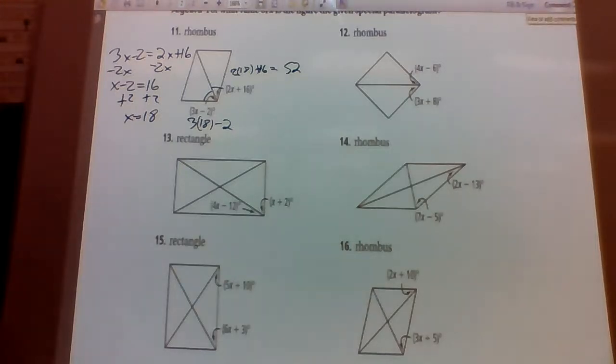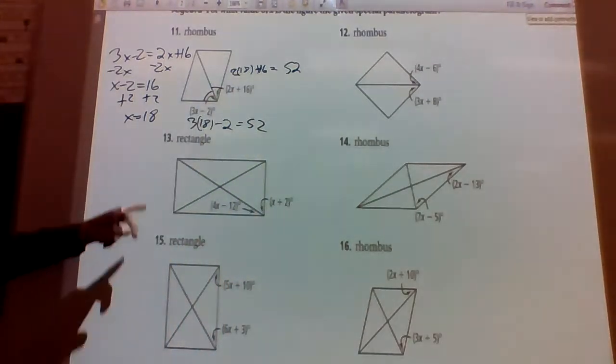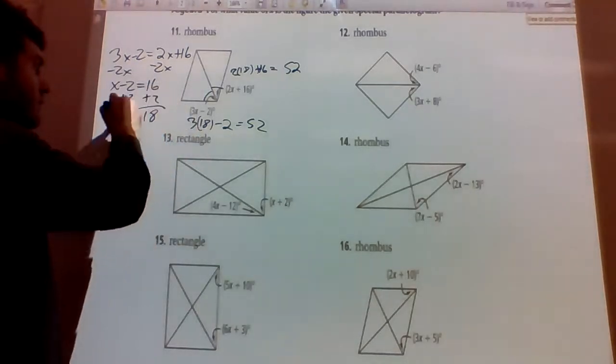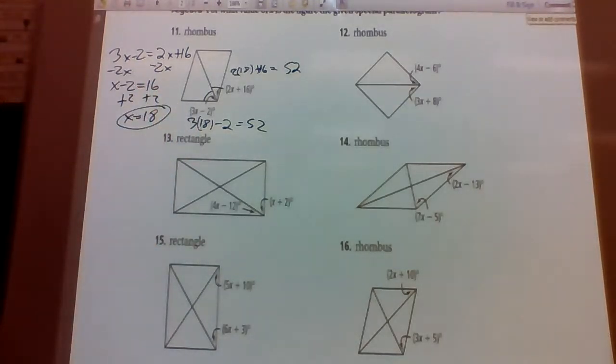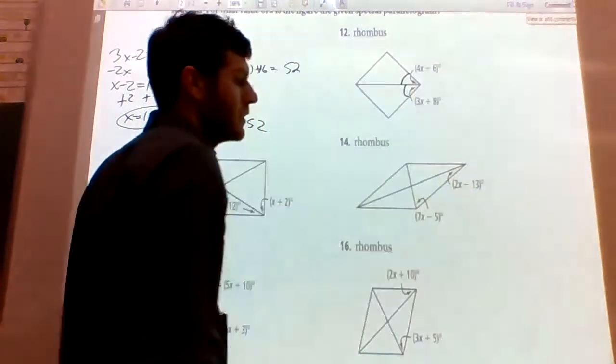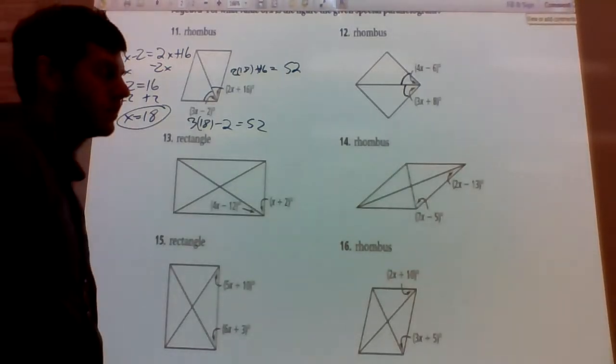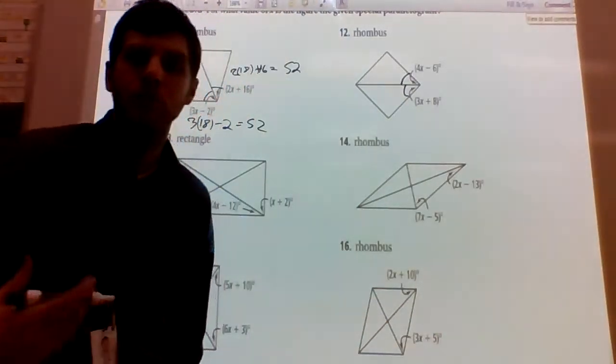54 minus 2 is 52. So we know they're the same. We know we got the right answer. X is 18. Same thing, and we know opposite. The diagonals bisect the opposite angles, so we know we are bisecting the angle. So since we're bisecting, we're splitting into two congruent parts.